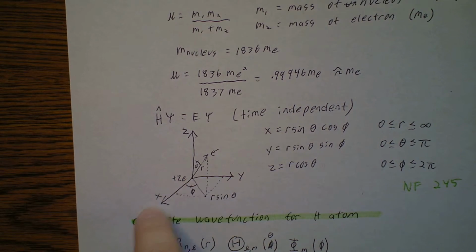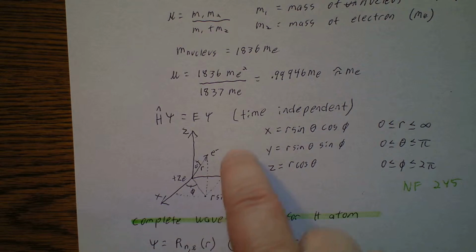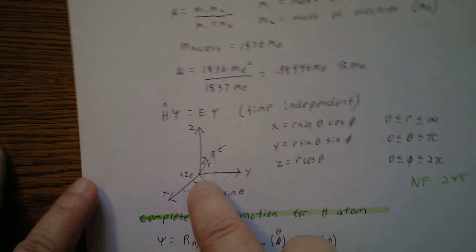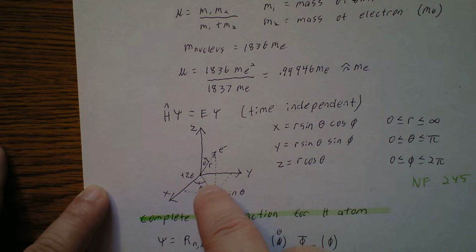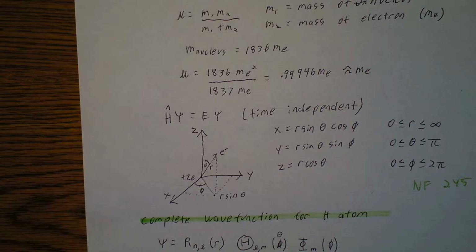Remember, we have x, y, and z in rectangular coordinates. Our nucleus would be out here and our electron out here, and the direct distance between them is the radius. Then we have this angle phi, which is on the xy plane. And then, of course, we have the angle theta between that and the z axis.